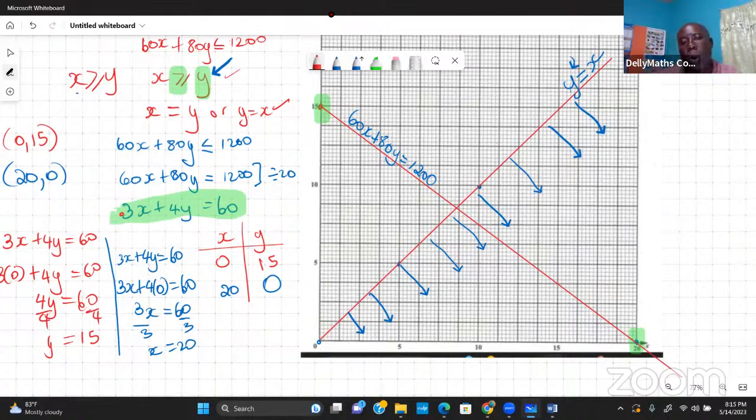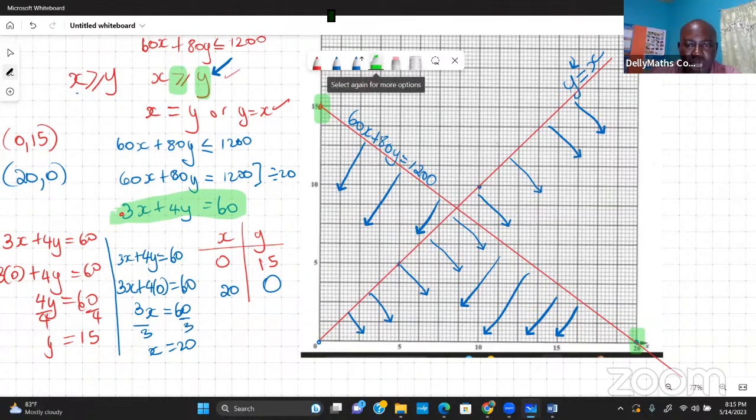Now, the next one is 60x plus 80y less than again. The moment it says less than, you shade below the line, pointing below the line. Look for your solution. You're looking for a place where the two shadings overlap. I definitely know that you're seeing that it is here.